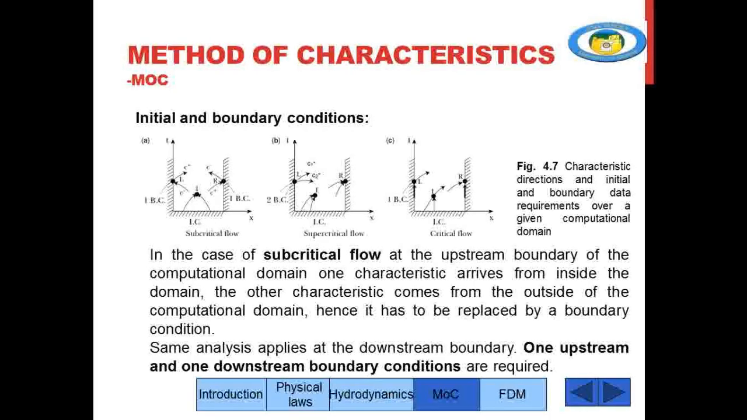To specify the conditions at R, both of those characteristics have to come from inside the computational domain. So you don't need to specify the downstream boundary condition for supercritical flow. So supercritical flow requires two boundary conditions only on the upstream side. They don't need boundary conditions on the downstream side because they are not influenced by downstream conditions.